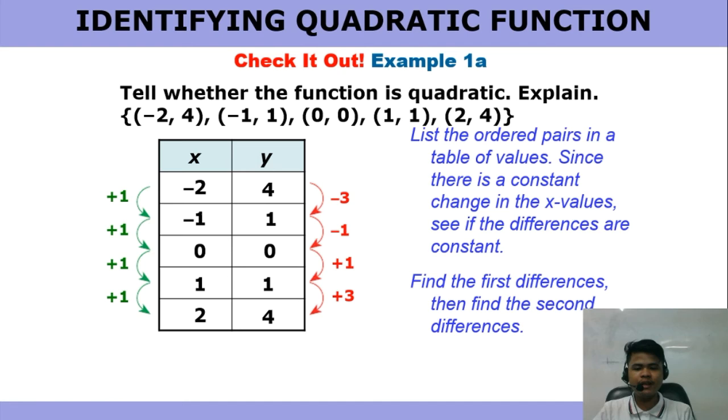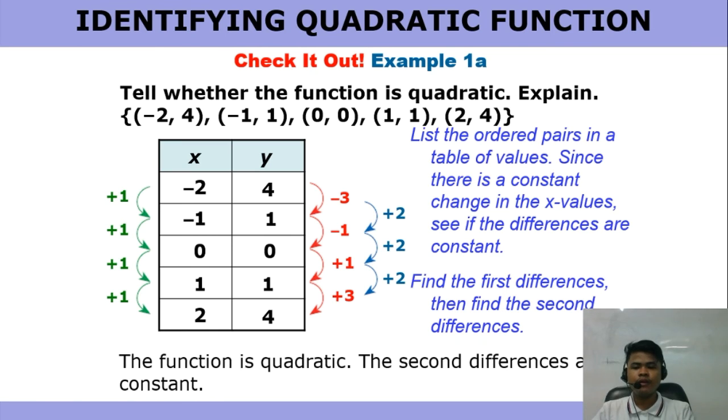Okay, the first differences are negative 3, negative 1, positive 1, then positive 3. This is the first differences. Then the second differences are constant 2. As to what I have said a while ago, if the second differences in y values are constant, then it is a quadratic function. The function is quadratic because the second differences are constant.